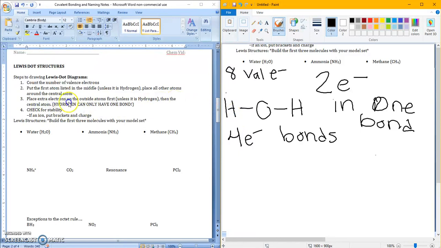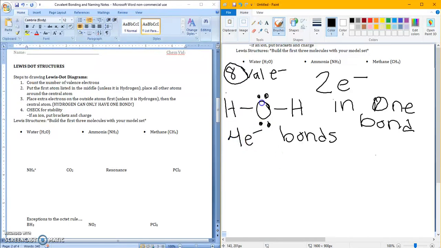So instead, I'm going to start putting them on the central atom. So I have 4 valence electrons left over. So I'm going to put 2 up here on the top and 2 down here on the bottom. And that's just saying that my oxygen, since it doesn't need to make another bond, it's going to keep these electrons by itself. Okay? So now if I count up, I have 2 electrons in my bond, 2 electrons here, 2 here, 2 here, and that equals a total of 8 valence electrons, which is what I want.